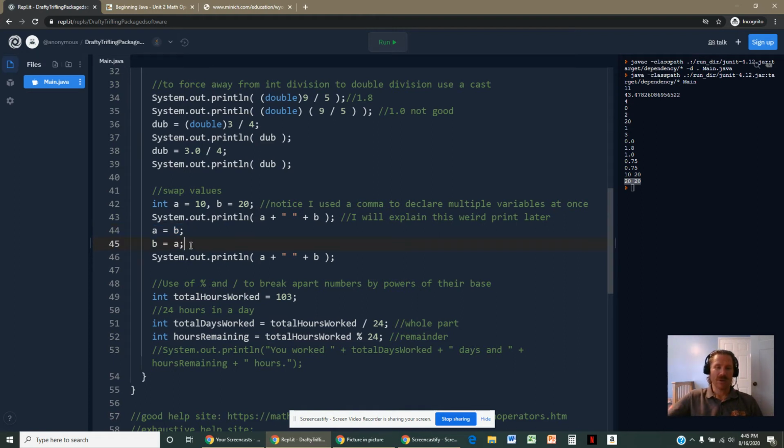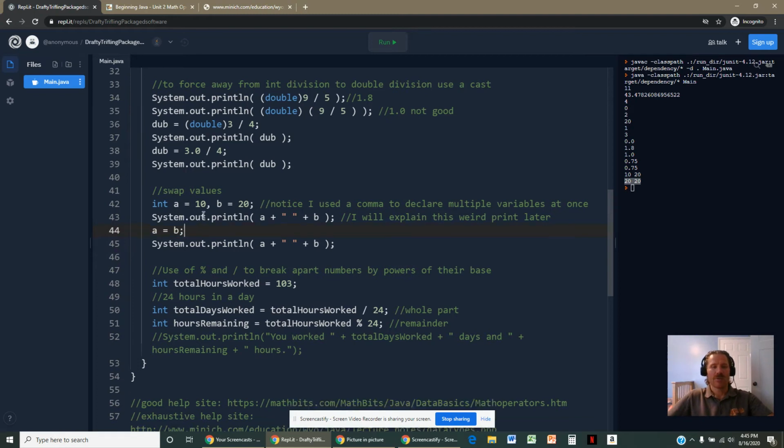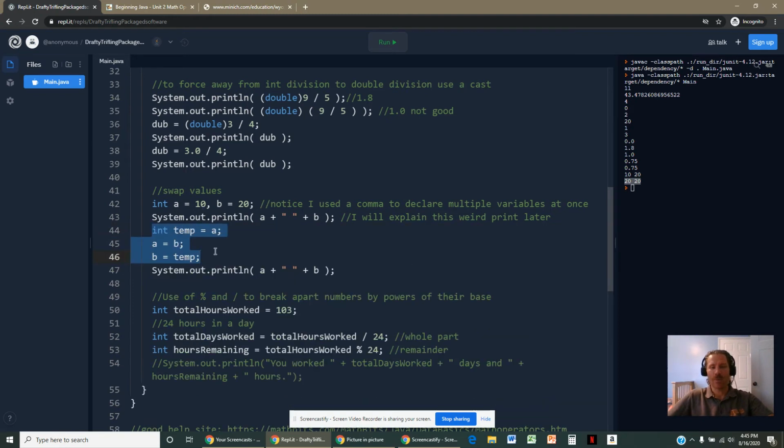And so this line of code then just became kind of silly because I was simply giving 20 back to B, which it was already holding anyway. And so that's how they ended up both holding 20. So if you wanted to see how to properly swap between two primitive ints, this is what we could do right here.